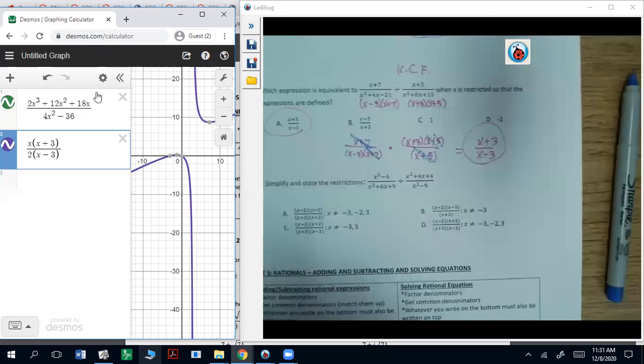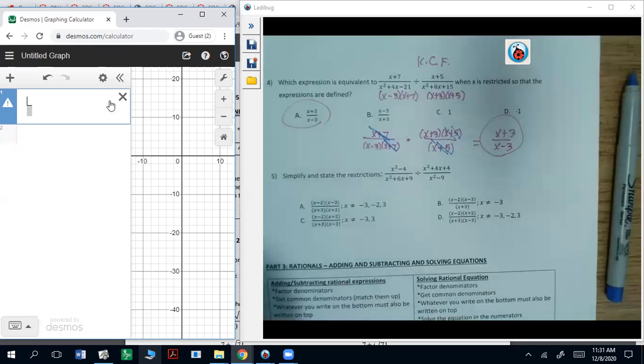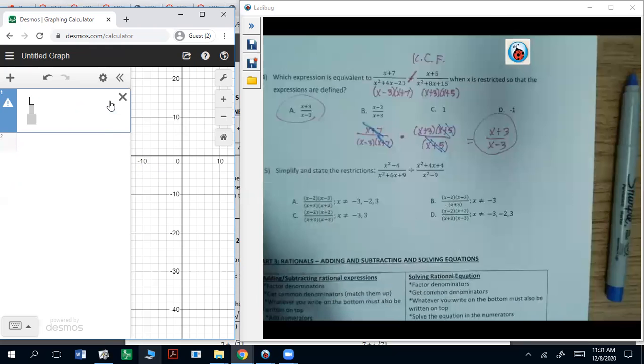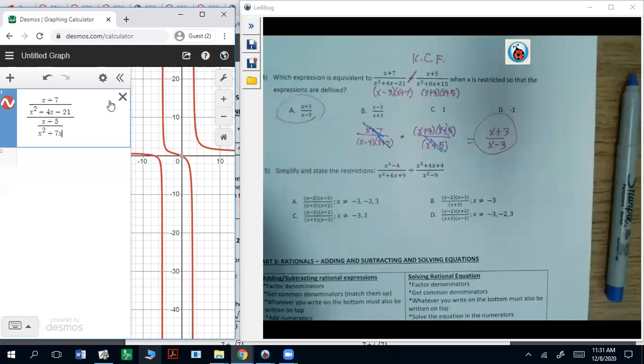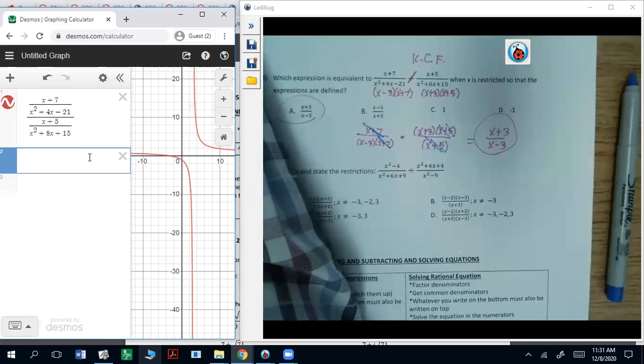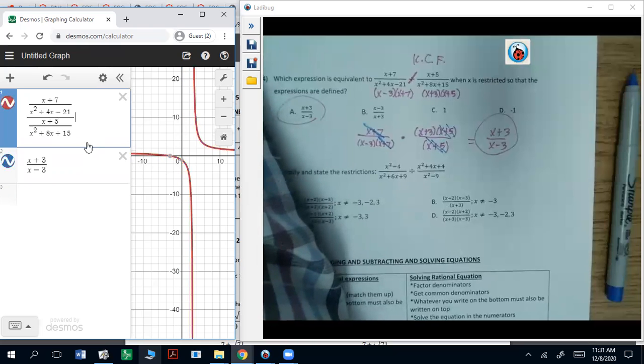And let's check that with the graph. So when you're doing division, what you'll want to do is you do a division bar first. That's going to be your first slash. And then you do a fraction bar on top. So you do x plus 7 over x squared plus 4x minus 21. Then on the bottom, you do another slash. You do x plus 5 over x squared plus 8x plus 15. And you see your graph, and then we know that the answer is x plus 3 over x minus 3. Same thing, so those match up.